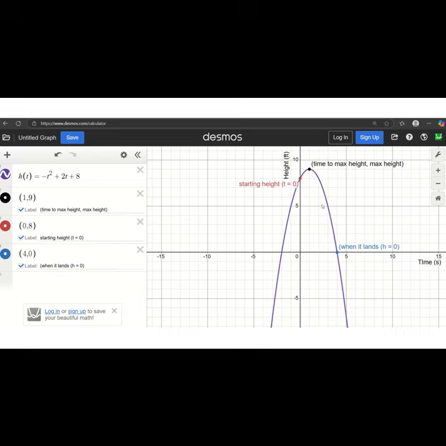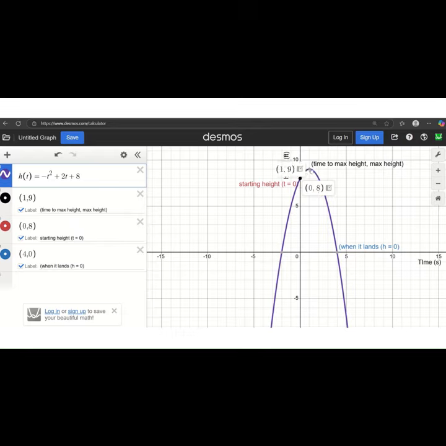If you are asked for the starting height of the object, you are going to be looking for the y-intercept. Well, how do I know that? Because the y-intercept has a t-value of 0. If I click on that, we can see that that is the point (0, 8). So when time is 0, that would be at the start, the height, h, is equal to 8. So we would answer the starting height is 8 feet in this case.